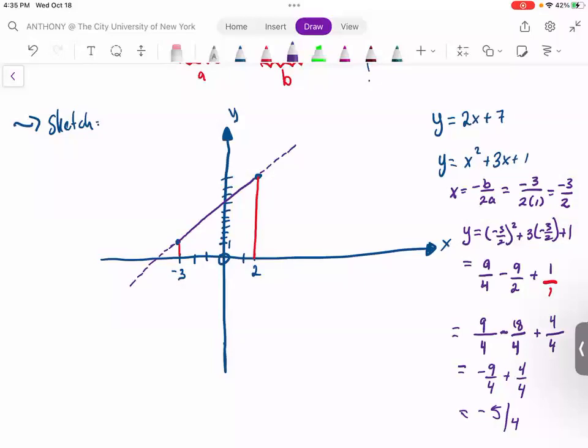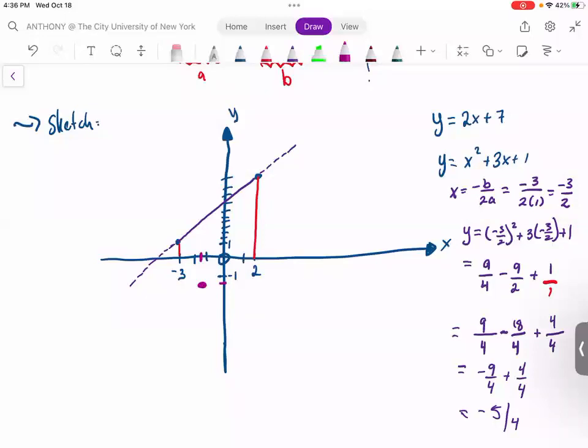So your vertex is the ordered pair negative 3/2, comma, negative 5/4. So the x value of negative 3/2 should be between negative 1 and negative 2. So let's say somewhere around here is your negative 3/2, and that tick that I just drew. And negative 5 over 4 is just slightly smaller than negative 1. So if here is negative 1, then somewhere right underneath is going to be negative 5 over 4, and that will give us this point.